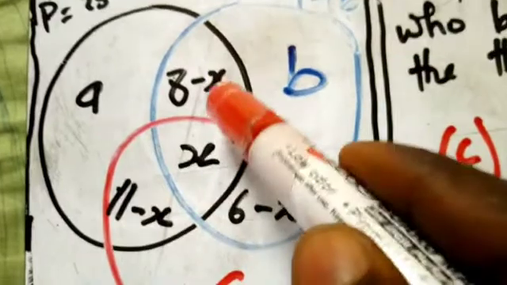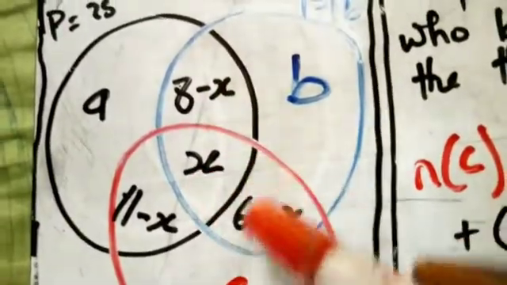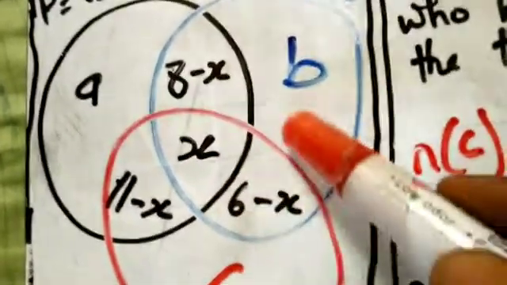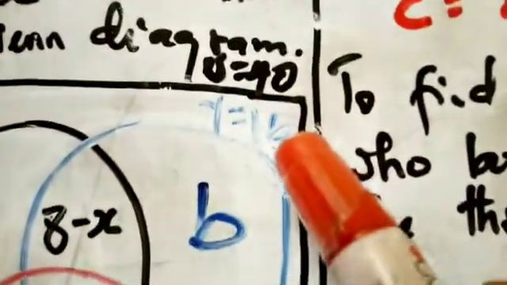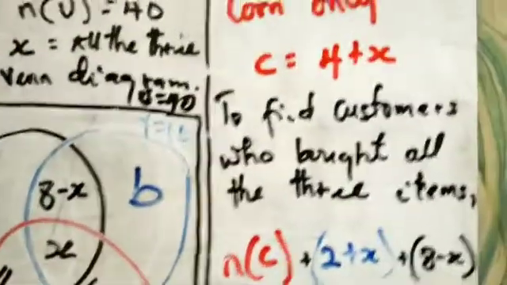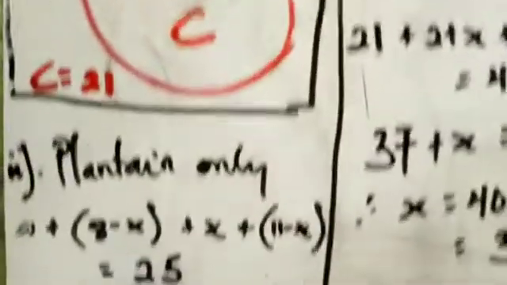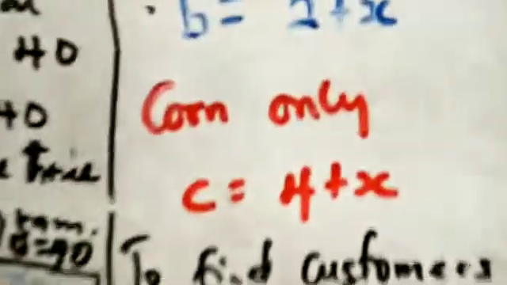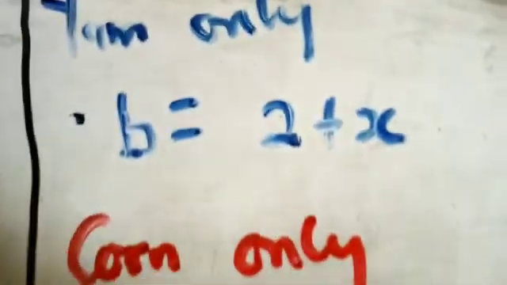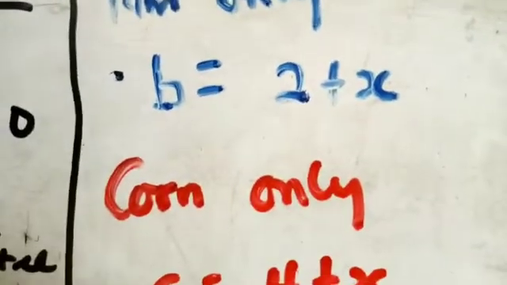So that will be 8 minus s plus s plus 6 minus s plus b, which will give me 16, right? 16 according to the question. After solving that, the same process that we used in finding the plantain only, right? The same process. When you do everything clearly, you should get something like b is equal to 2 plus x. Is that okay?